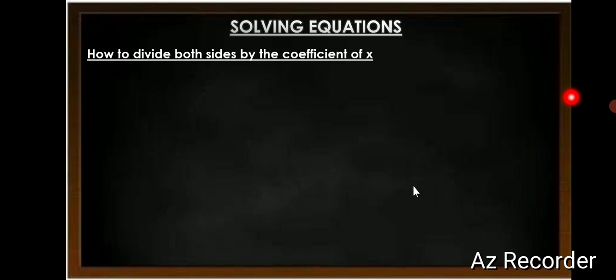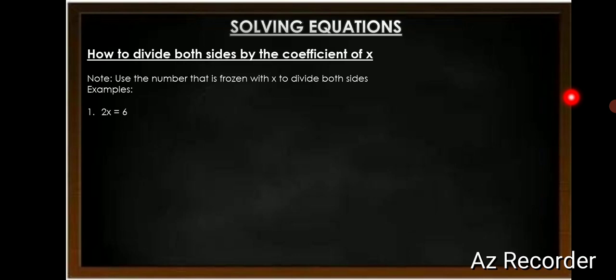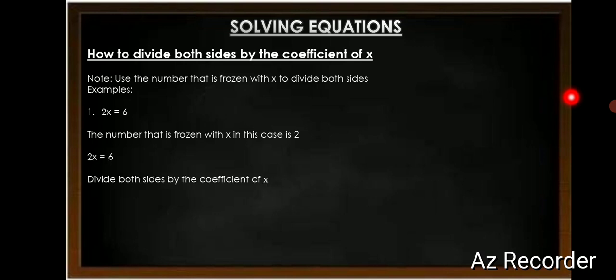So how do we divide both sides by the coefficient of x? Note, use the number that is frozen with x to divide both sides because it is the coefficient of x. So if we take some examples, if we have 2x equals 6, the number that is frozen with x in this case is 2. So we can say that 2 is the coefficient of x. So we'll divide both sides by the coefficient of x.